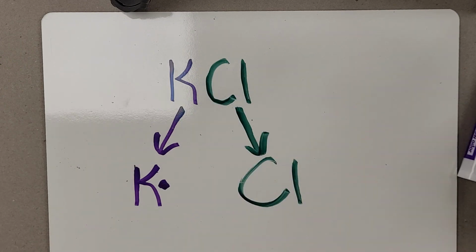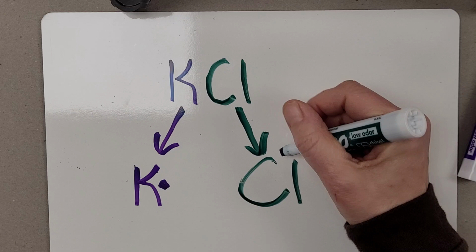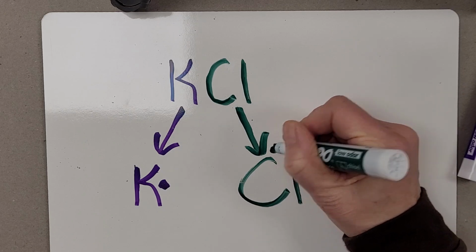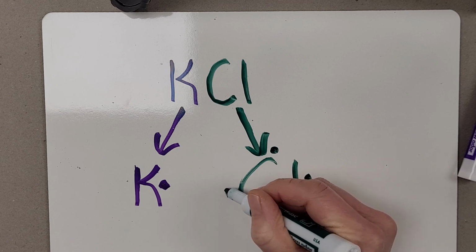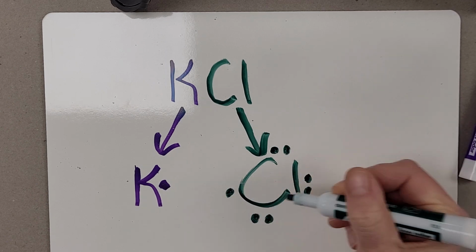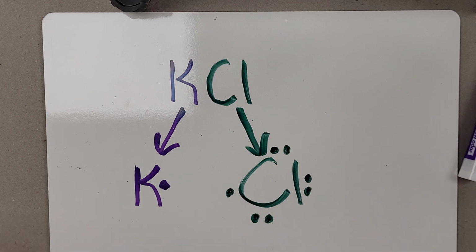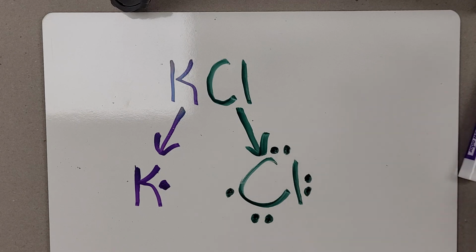So I'm going to give chlorine 7 dots. And when we do those dots, if you'll remember, we go around, we do 1 on each side, 1, 2, 3, 4, and then we start to double, 5, 6, 7. Now it's not so important with chlorine because you're always going to end up with 3 pairs and a single, but it gets more important with some of the other elements.